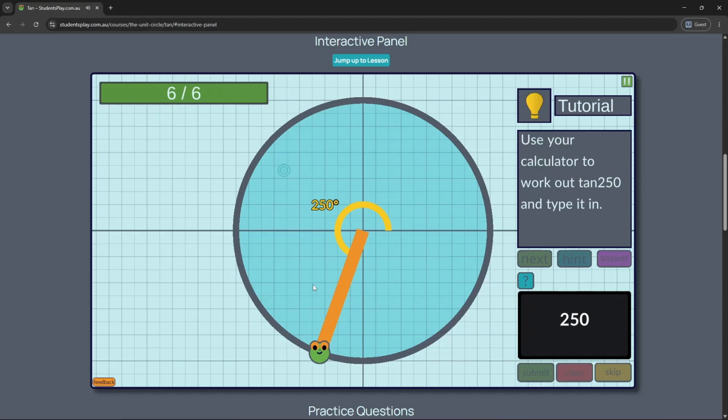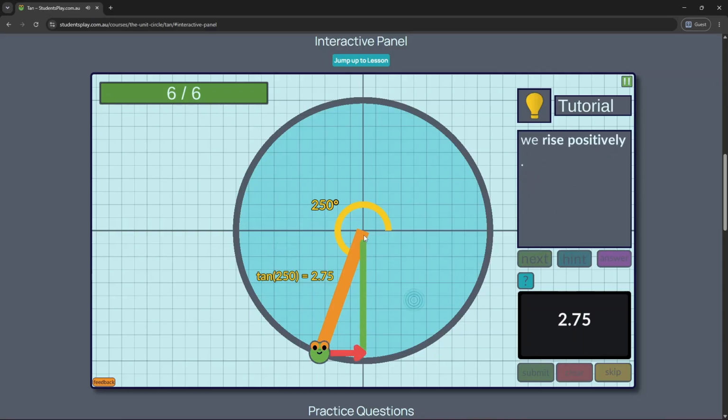Use your calculator, work out tan 250 and type it in. Okay, tan 250, 2.75. Exactly, and it's positive because if we run from left to right, so starting here, running across, we rise positively, so like that. Okay, cool.